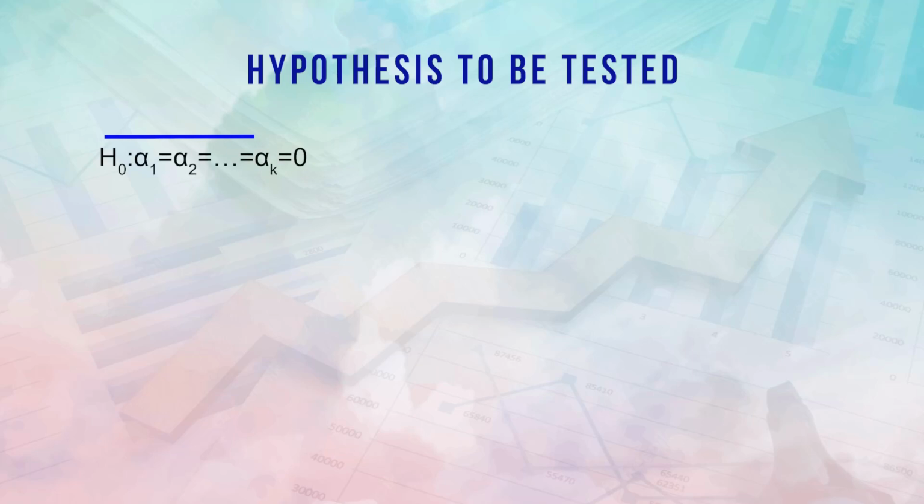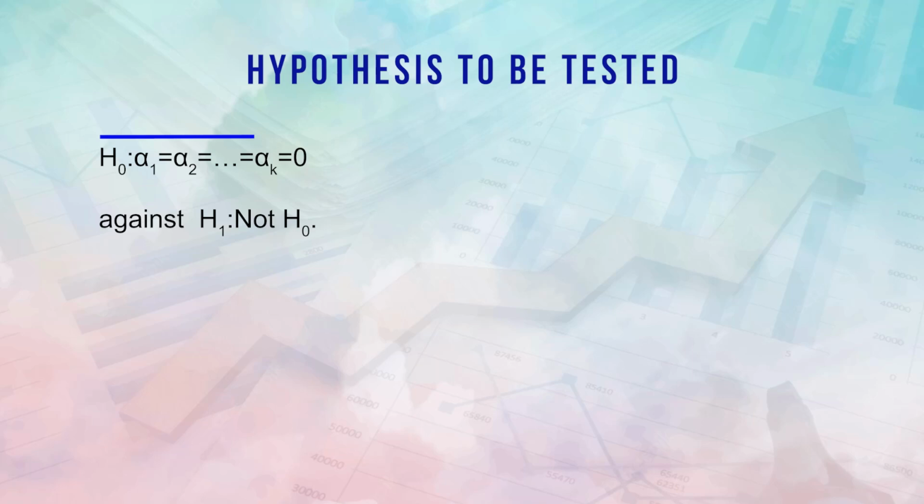Next, we go to the hypothesis to be tested. We want to test whether alpha 1 equals alpha 2 equals alpha k equals 0. That is the null hypothesis, and the alternative hypothesis is not H naught. So the alternative is a vast number of hypotheses. If there is inequality in any one place, that means H naught is rejected. If there is a violation of equality in any two places, then also H naught will be rejected. So encompassing all these alternatives, we write H1 as not H naught.